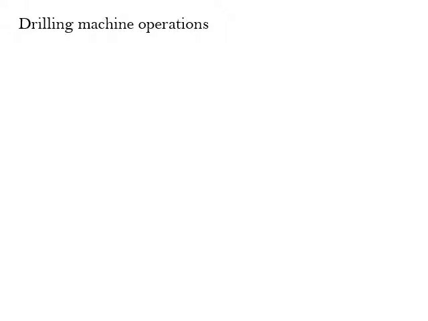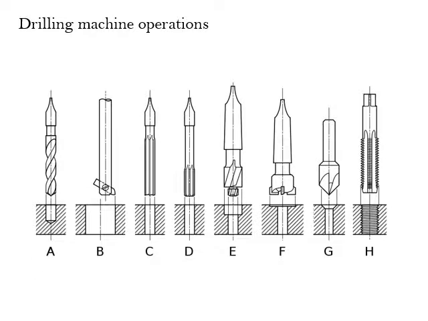Drilling is making a hole at any required point on a component. There are many types, but the two important types are the vertical drilling machine and the radial drilling machine. The drilling machine operations carried out on it are these important ones, A, B, C, D, E, different operations using different tools.